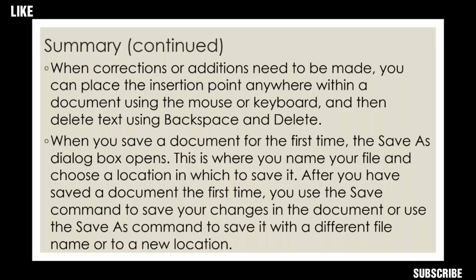When corrections or additions need to be made, you can place the insertion point anywhere within a document using the mouse or keyboard, and then delete text using backspace and delete. When you save a document for the first time, the Save As dialog box opens. This is where you name your file and choose a location in which to save it. After you have saved a document the first time, you use the save command to save your changes in the document or use the save as command to save it with a different file name or to a new location.